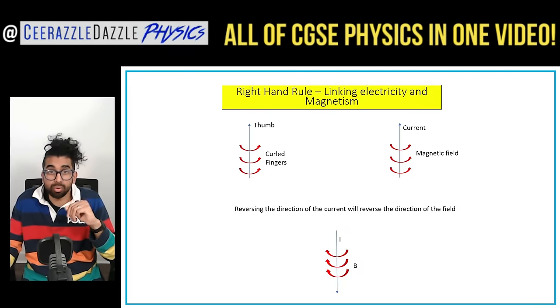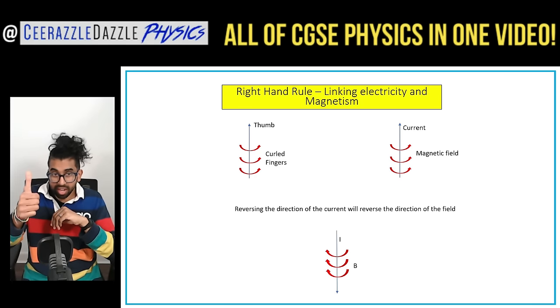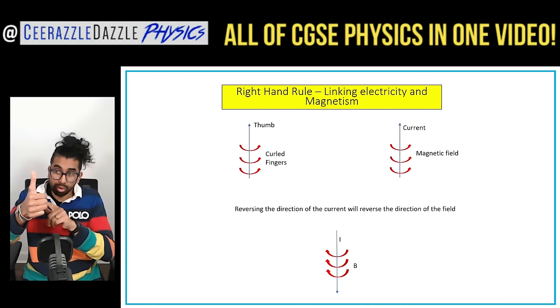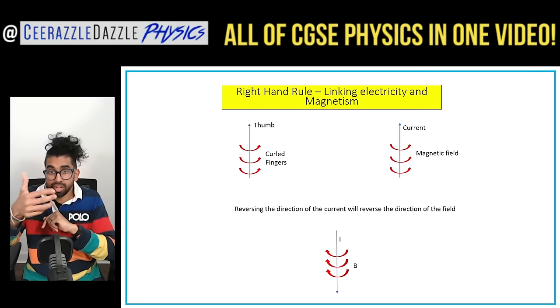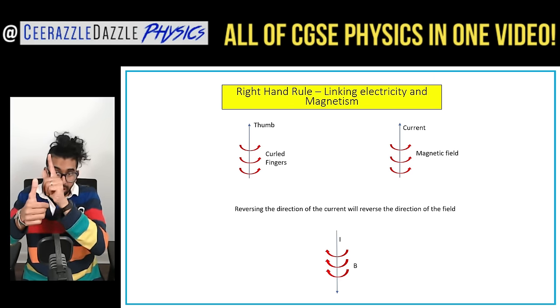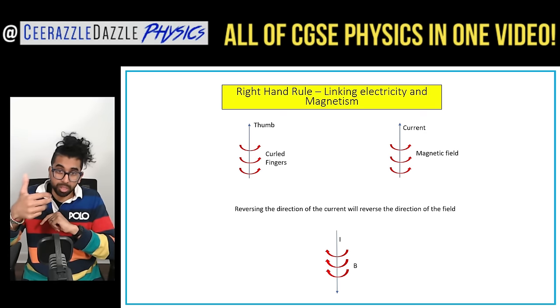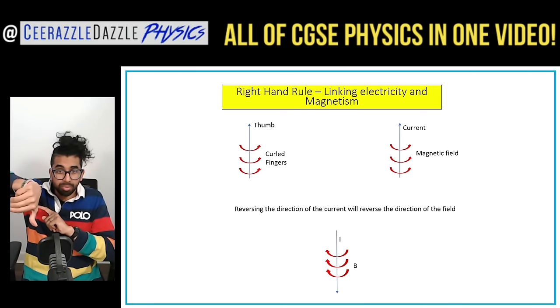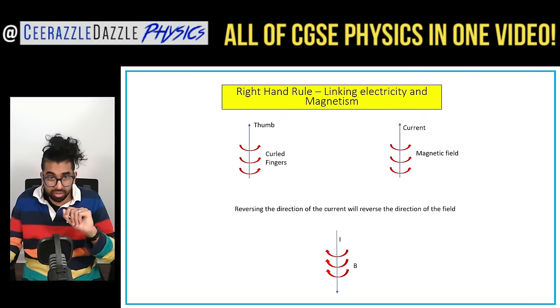The right hand rule, linking electricity and magnetism. If you were to take your right hand, yes, your right hand, hold it up, give yourself a thumbs up. Your thumb is going to represent the direction of the current, and your fingers are going to represent the direction of the magnetic field. So the current goes up, the field is going this way. And obviously if I was to reverse the direction of the current, the field is going to swap direction. That's going to be important later on.